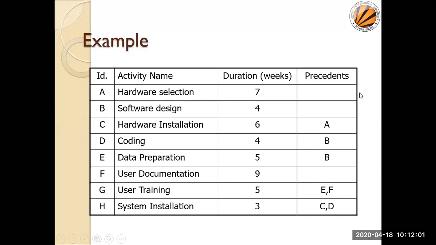draw the precedence network. There are two different types of precedence network. One is known as activity on node, and another one is activity on arrow. If any technique is mentioned in my paper, then I have to use the specific one. Otherwise, I prefer this one, which is easier than AOA. So we are going to discuss AON right now.